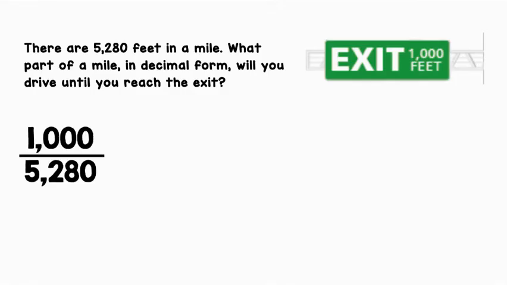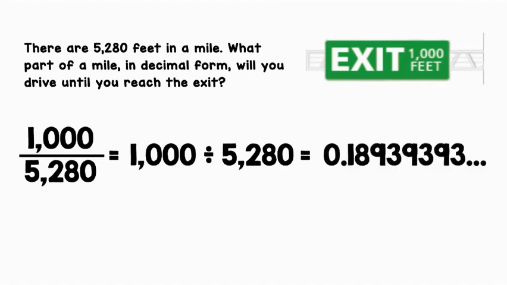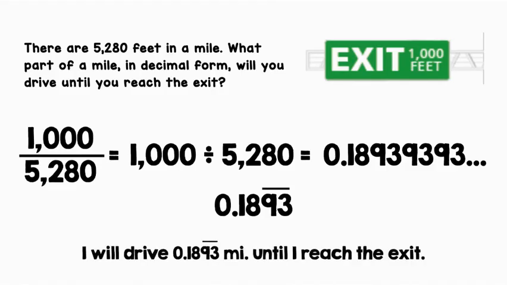To convert this to a decimal, we are going to rewrite this as 1,000 divided by 5,280. That will give us 0.18939393, and the 93 repeats infinitely. So we can express this as 0.1893 repeating. I will drive 0.1893 repeating miles until I reach the exit.